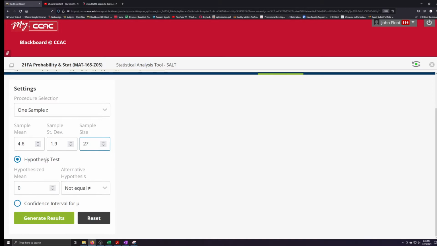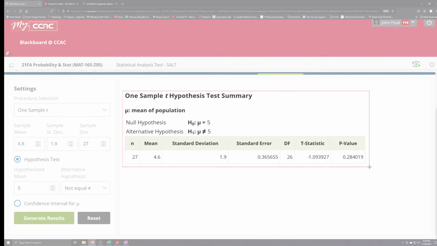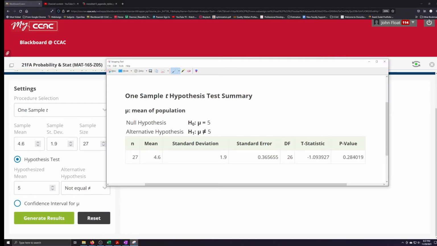We're doing a hypothesis test. The hypothesized mean is 5 years. And the alternative is not equal to. And when I generate the results, here's what we get. So let me go ahead and just copy and paste this into our notes real quick. And then we can talk about it.